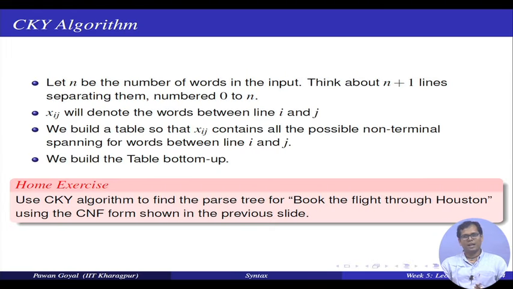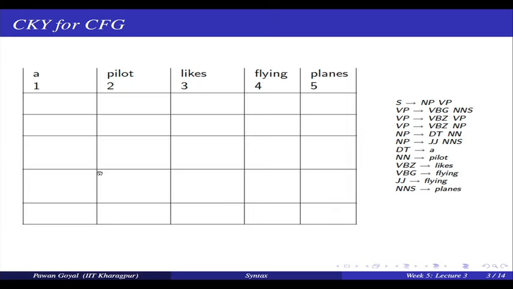Okay, so this is a simple homework exercise. In the last lecture we had given you a grammar in Chomsky normal form. Now take the sentence, book the flight through Houston, and use the CKY algorithm to find a parse tree for that. Okay, but I will do an example in today's class also, so that you become much more comfortable with using the CKY algorithm. So let's take this example: a pilot likes flying planes, and the grammar is given to you. Okay, so let's do that in the way I had explained.